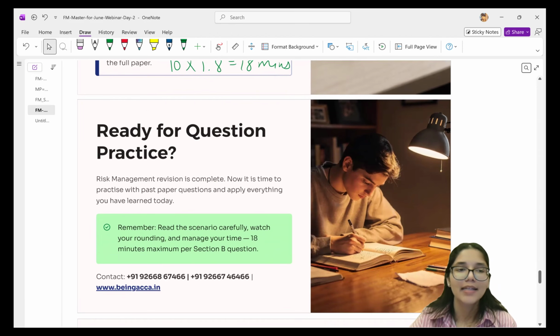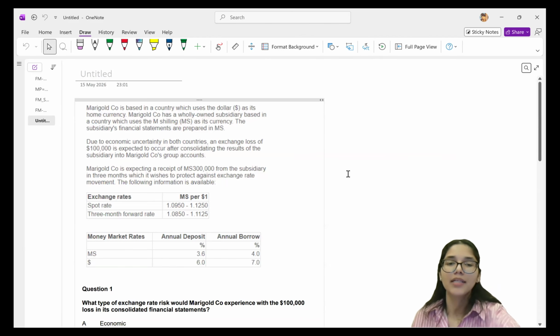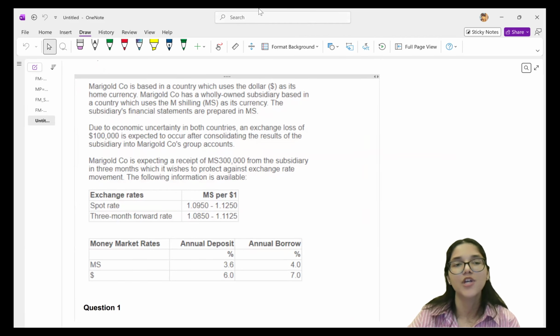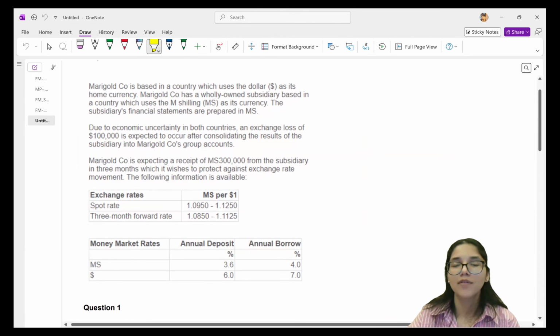So now we are ready to go for question practice. This again, as you can see on your screen, is also a past paper question which I have picked up from one of the examiner reports. So we will now solve this particular question together. Let's read the case study first.